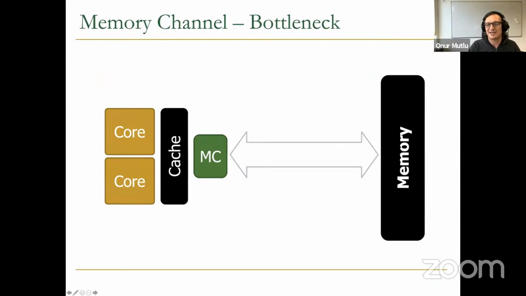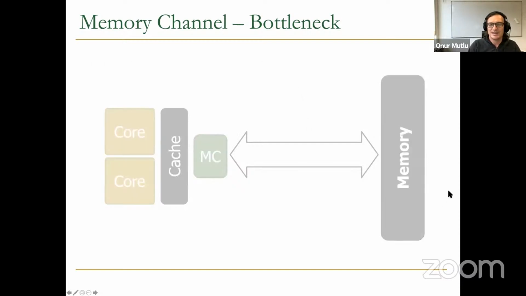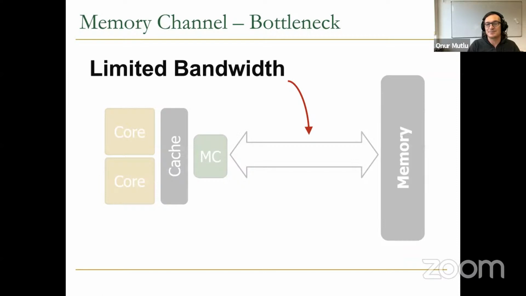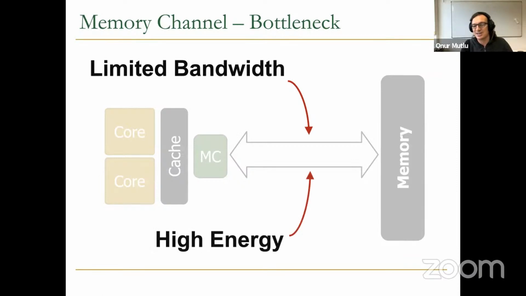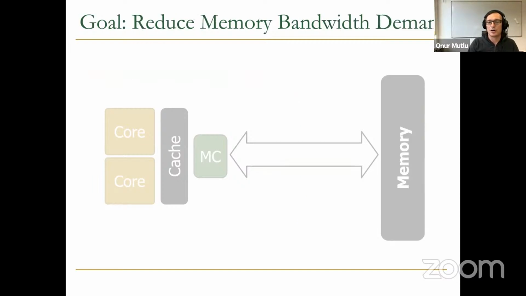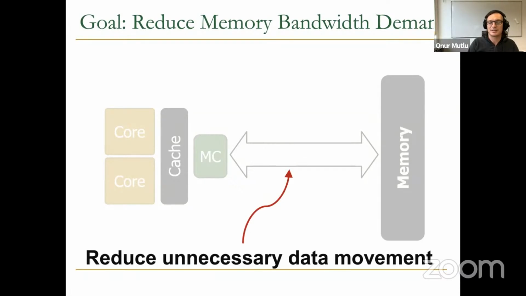So the memory channel is a bottleneck in existing systems. It basically is between the memory controller and main memory. And because it has limited bandwidth and it consumes high energy, these are energy hungry interconnects, essentially, so you don't want to exercise them much. So the goal of this paper is really to reduce the memory bandwidth demand. The paper targets reducing unnecessary data movement. And it's going to specifically focus on one issue that causes unnecessary data movement.